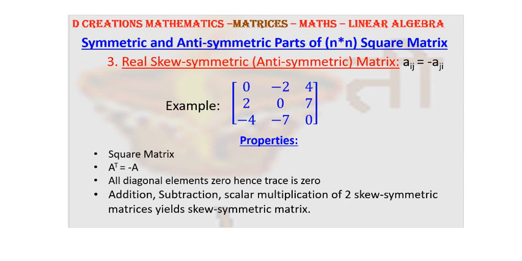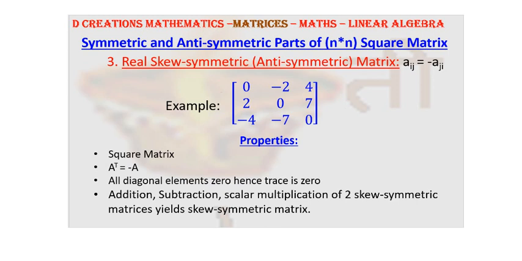So looking at the condition that Aij is equal to minus Aji, it has to be negative of the element in the second row first column. As you can clearly see here, it is 2, which is negative of minus 2. Similarly, you will see that the element in the first row third column, which is 4, is negative of the element in the first column third row, which is minus 4. And the same is true for 7 and minus 7.